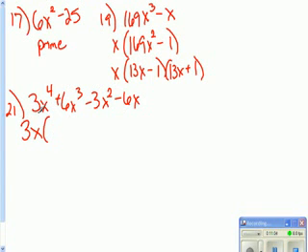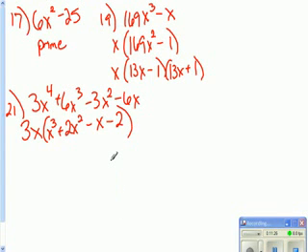So take 3x out. If I divided this by 3x, I would be left with x to the third. If I divided this by 3x, I would get 2x squared. 3 divided by 3 would give me 1. X squared divided by x would give me x. And then 6x divided by 3x would give me 2.